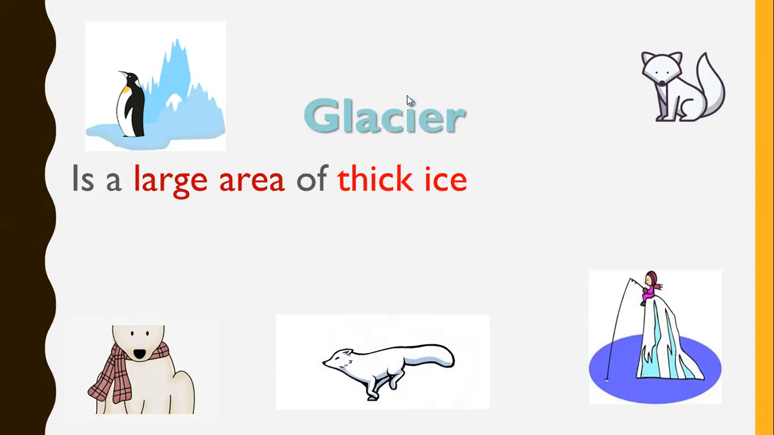And by the way, these animals are the animals that live in the North Pole and South Pole. I think you have studied them in the first term, okay? Like the penguin, like some kinds of foxes, like the polar bear, of course, it's very famous. We know it all. So a glacier is a large area of thick ice.